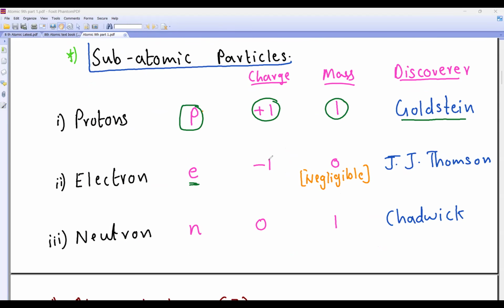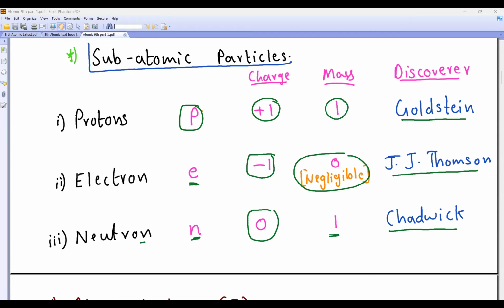Electron is E. What is the charge on electron? -1. And mass is what? Negligible. Who discovered it? J.J. Thomson. Neutron is N. What is the charge? No charge. Mass is 1. Who discovered it? James Chadwick.